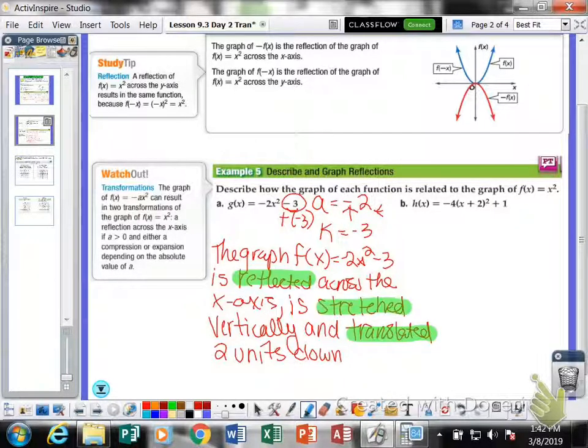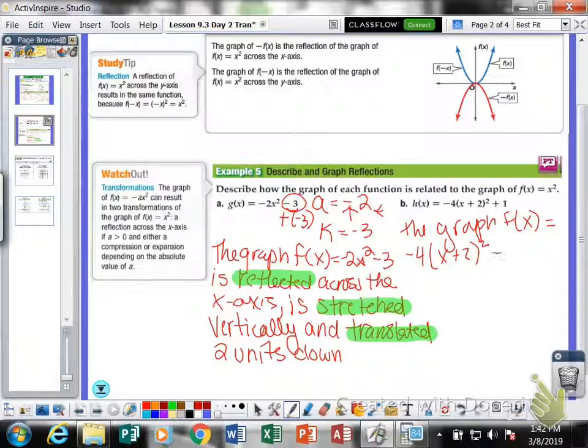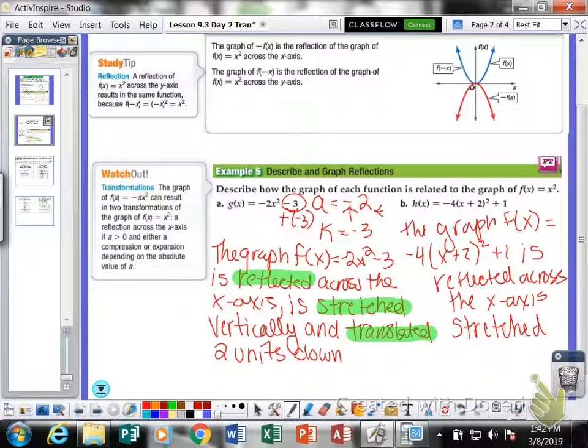In B, let's see what's going on here. We have a negative, so let's start there. The graph f of x equals -4 parenthesis x plus 2 quantity squared plus 1 is reflected across the x-axis. That takes care of the negative. Stretched vertically. That takes care of the 4.